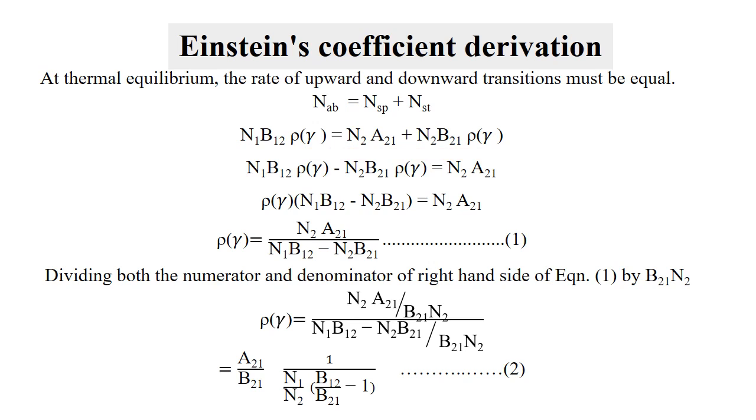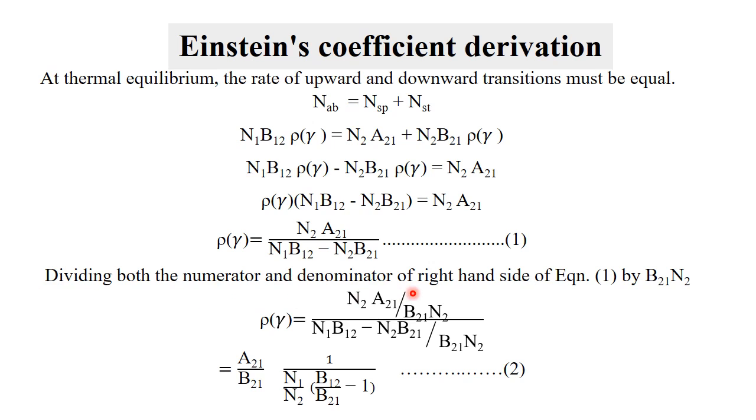Bringing the two terms with rho nu on one side, we have N1 B12 rho nu minus N2 B21 rho nu is equal to N2 A21. Rho nu is taken common outside. The two terms N1 B12 and N2 B21 are taken together, is equal to this term N2 A21, from which we can calculate rho nu as equal to N2 A21 divided by N1 B12 minus N2 B21.